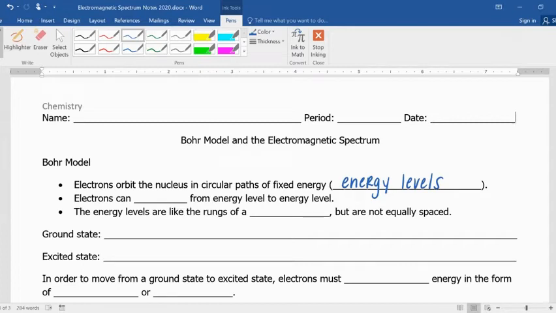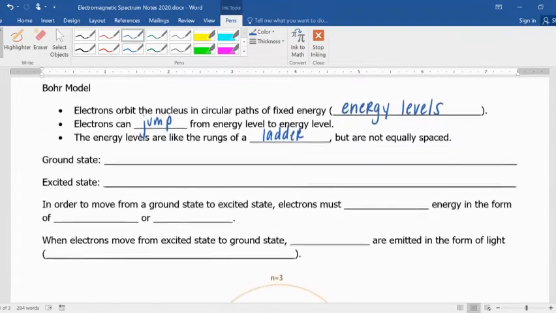And what Bohr's model helps us do is explain how we can see light. How the Bohr model works is even though they are in these circular paths of fixed energy, electrons can jump from energy level to energy level. The energy levels are kind of like the rungs of a ladder, but they are not necessarily equally spaced. So there's two different states we're going to refer to: the ground and the excited state.